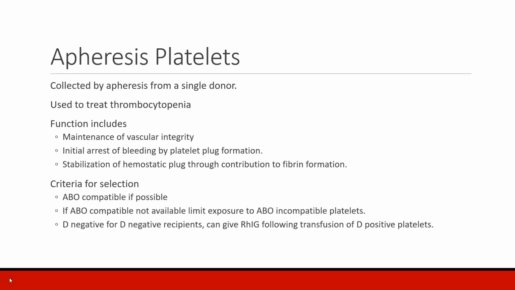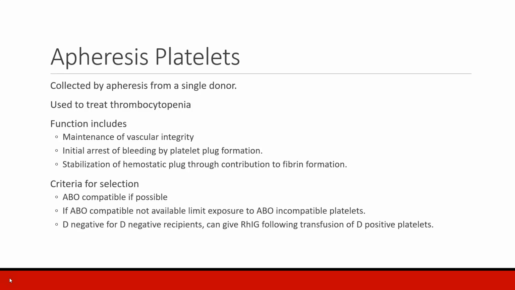front of your brain. I know you don't want to do it, but you gotta, because a lot of what we do in the transfusion service is related to products to correct coagulation deficiencies. So the platelets, the function is maintenance of vascular integrity, initial arrest of bleeding by platelet plug formation, and for many types of little bitty wounds, this is sufficient. For larger wounds, stabilization of the hemostatic plug through contribution to fibrin formation. Criteria for selection, ABO compatible if at all possible.